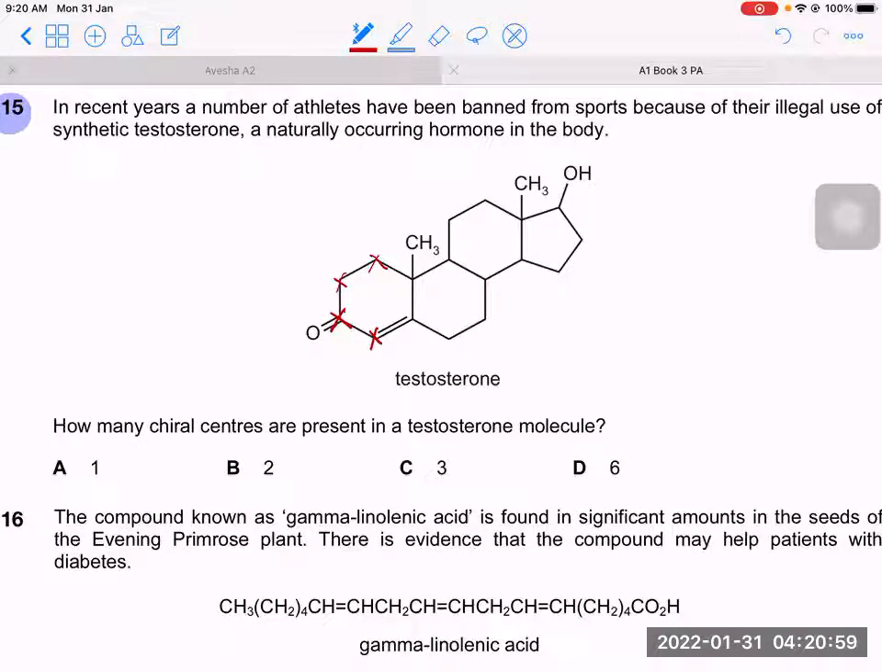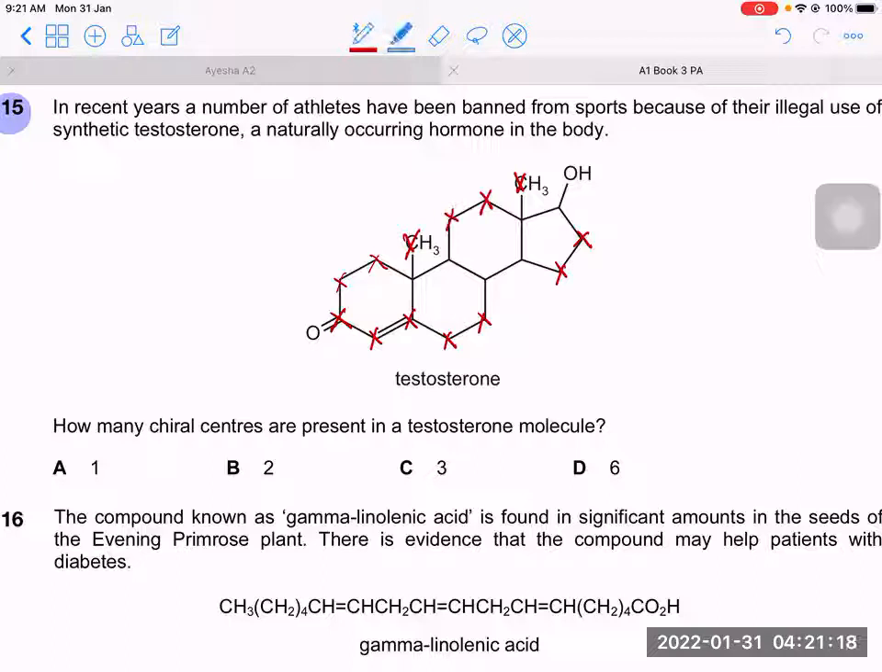Can't be chiral, has a double bond. Can't be chiral, has a double bond. Can't be chiral, has three hydrogens. Not chiral, two hydrogens. Not chiral, two hydrogens. Can't be chiral, three hydrogens. Can't be chiral, two hydrogens.